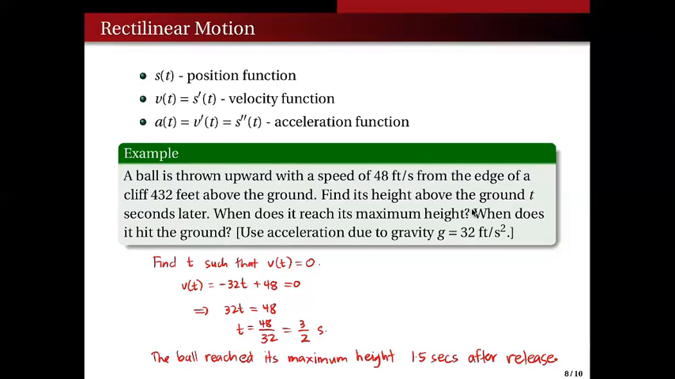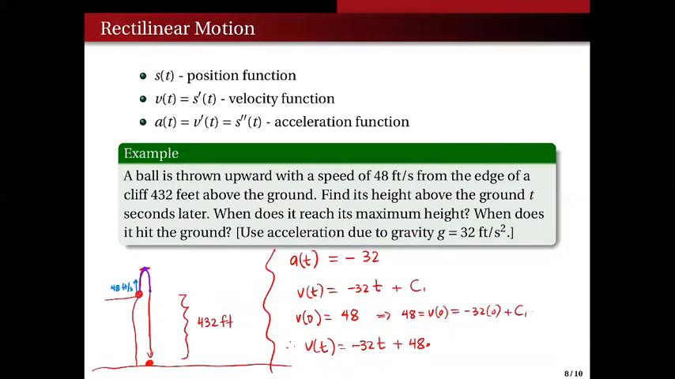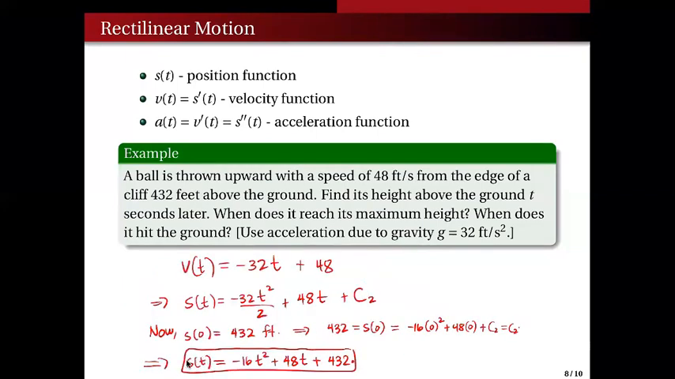For the last problem here, when does it hit the ground? If you look at this, this is the ground. And our initial position is 432 feet. Meaning, this position, we assume it the zero position. Correct? The ground, we assume that as our zero position. So to find the time, what we need is to solve for t such that s of t is equal to 0.